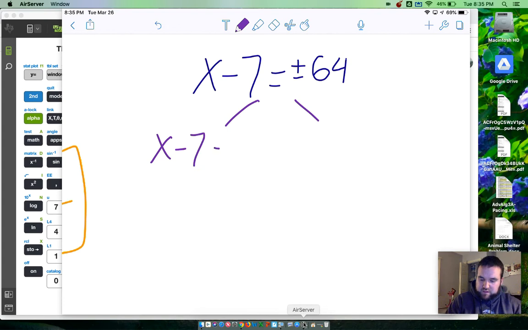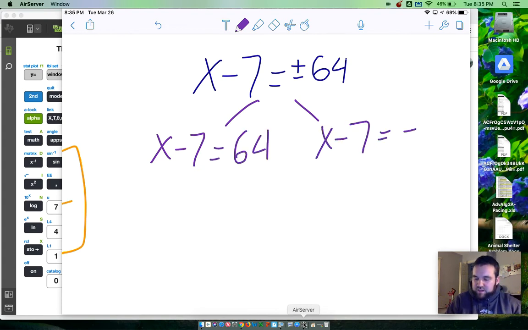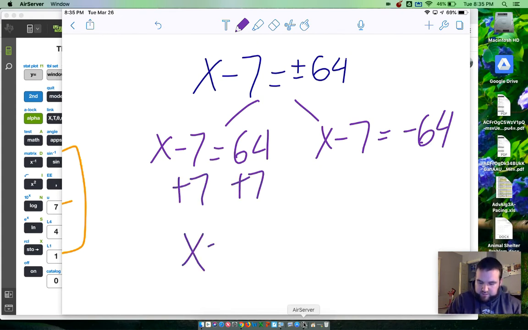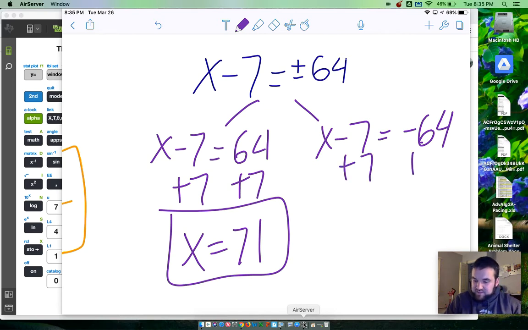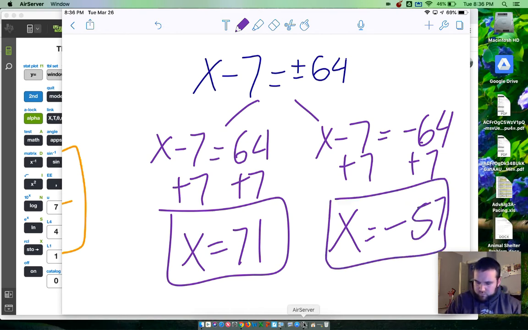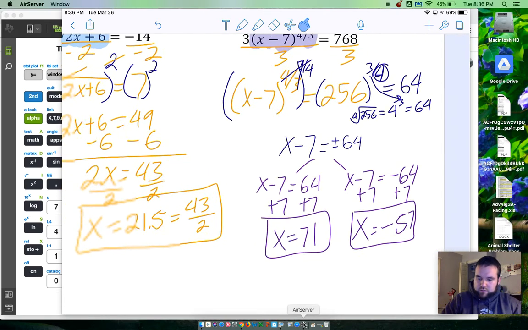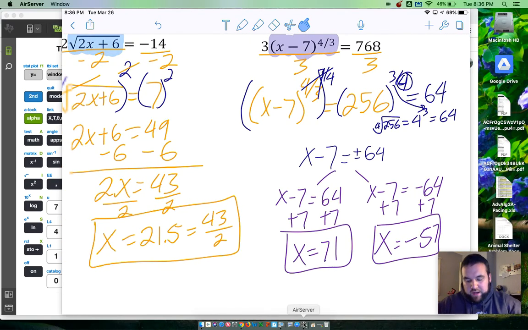X minus 7 equals positive 64, and x minus 7 equals negative 64. For both of these, I'm just going to add 7 to both sides. 64 plus 7 is 71. Negative 64 plus 7 is negative 57. So there came out to be two answers there.